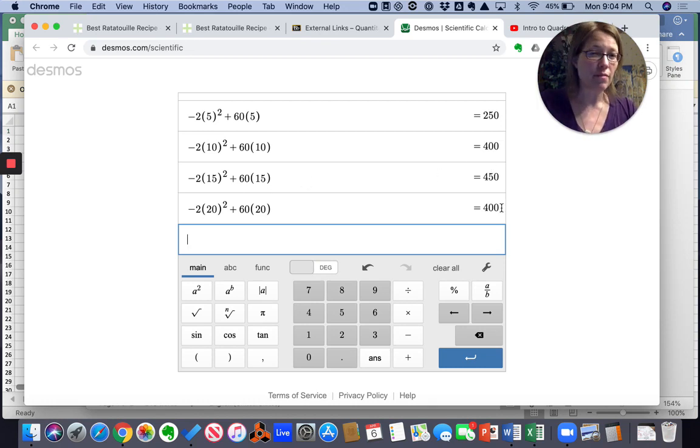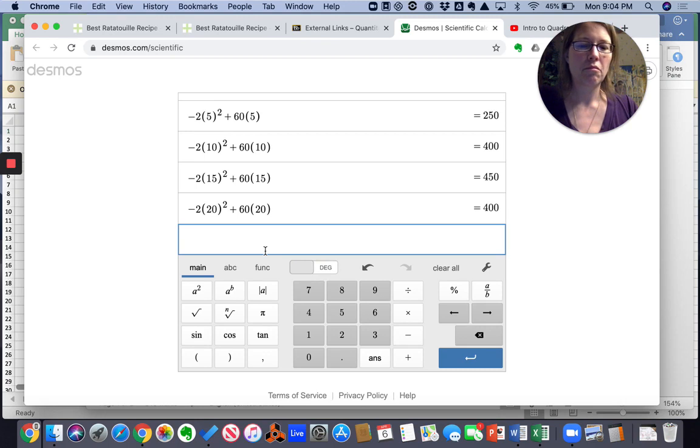Notice how it's kind of symmetrical. We have these two 400s on both sides. What do you suppose we would get if we plugged in 25? Something smaller. 250.